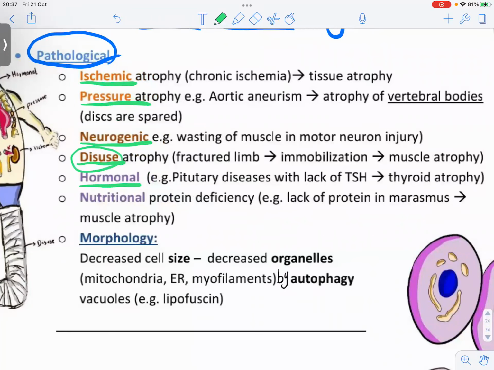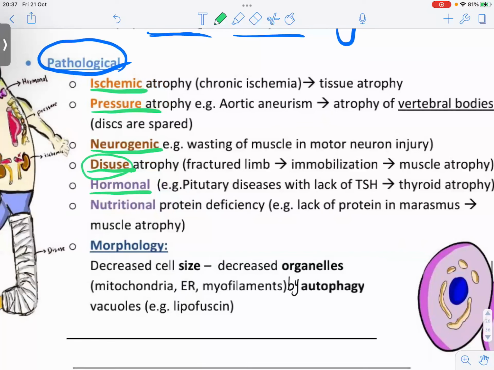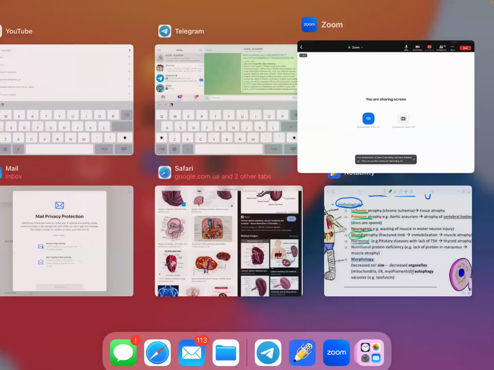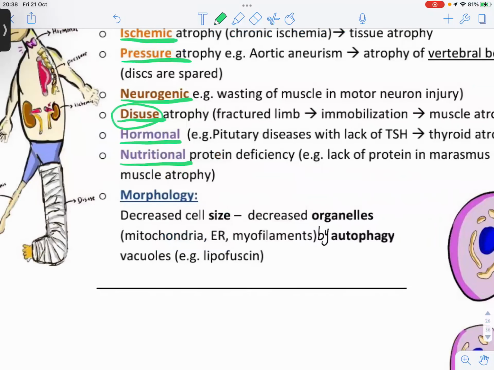So disuse here, for example, is in some patients who have a fracture and don't move for 6 months or 1 year. The muscle which you don't move for a long time, the blood supply will be disrupted, and after some time, the cells in the muscle will start to die off. So it's called disuse. And also we have nutritional atrophy.